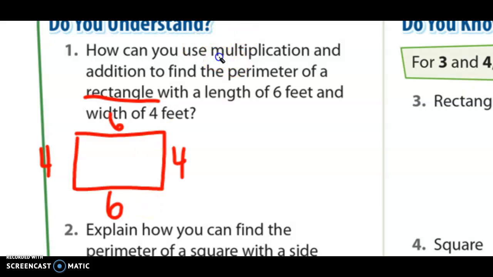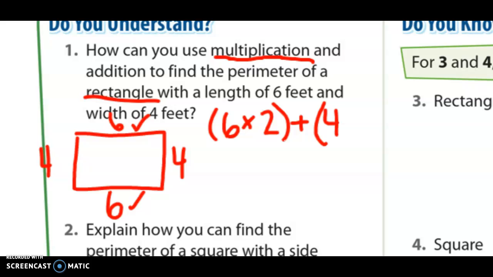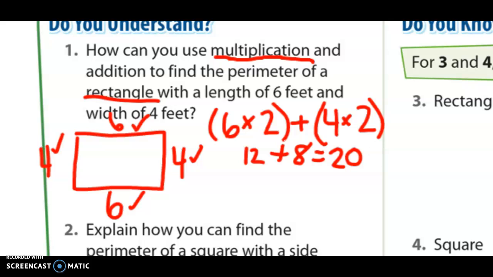How could we use, let's first look at multiplication. Well, I know I've got 6 2 times. I see that here and here. And then I also have 4 2 times. I see that here and here. 6 times 2 is 12. 12 plus 8 is 20. And we are measuring in feet, 20 feet.